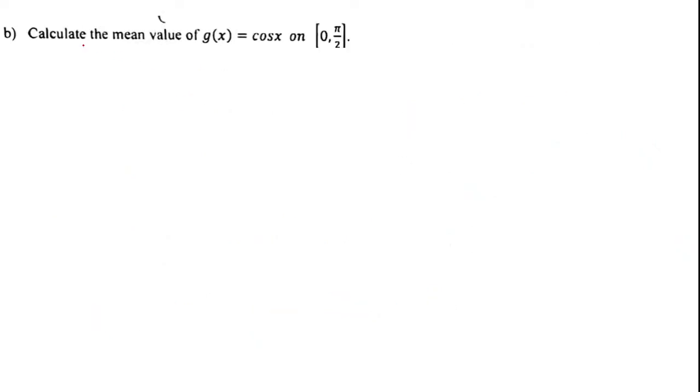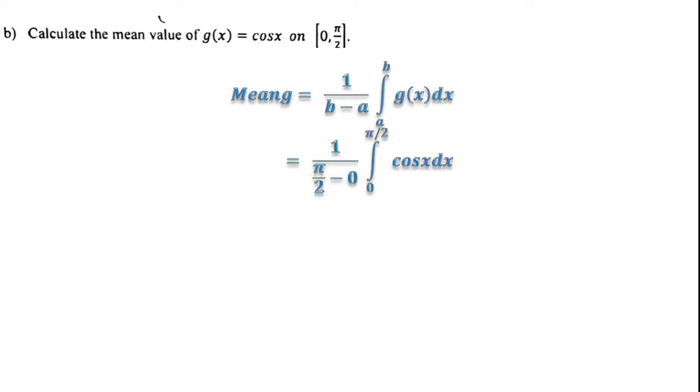Okay, now let's calculate the mean value of g of x equals cos x on the interval from 0 to pi on 2. Okay, so let us do it here. How do we calculate the mean of a function? The mean of a function, let us call this function g, will be equal to 1 all over the upper limit minus lower limit times the integral from lower to upper limit of g of x dx. In this question, our a is 0 and our b is pi on 2. Our g of x is cos x. So this will give us the integral of 1 over pi on 2 minus 0 from 0 to pi on 2 of cos x dx.